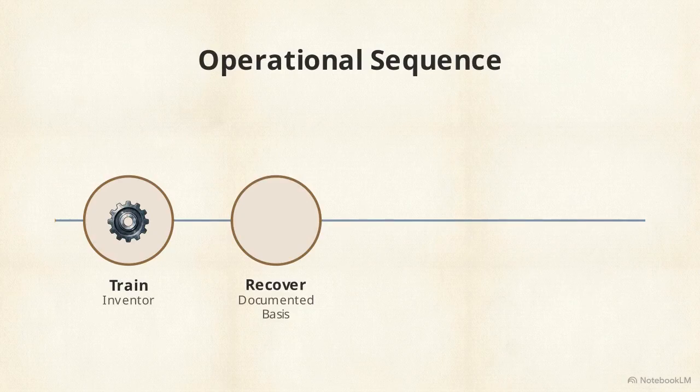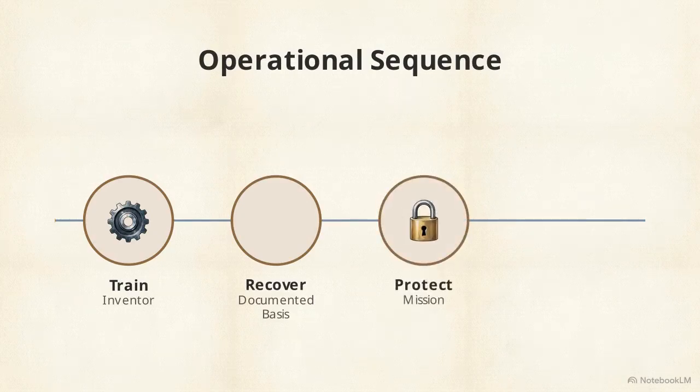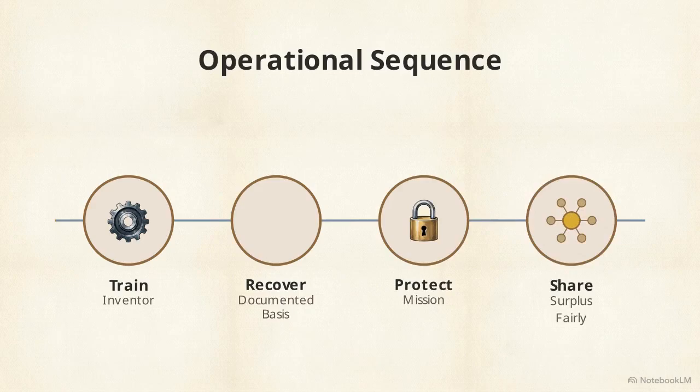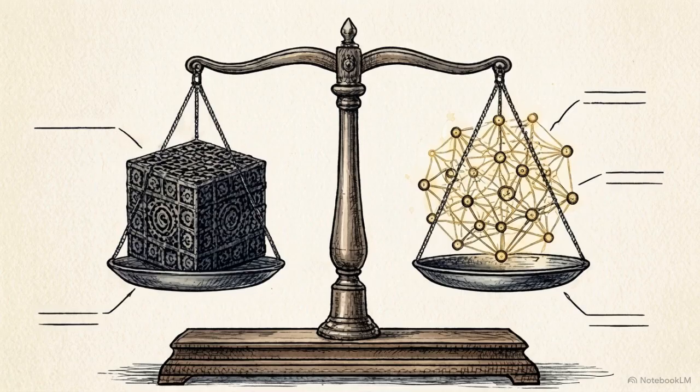The operational sequence of the Open Innovation Engine reduces to 4 steps. First, train the inventor. Second, recover the documented basis. Third, protect the mission from capture. Fourth, share the surplus fairly. By rewriting the incentive structures of collaboration, distributed independent inventors can aggregate resources, secure their intellectual property, and successfully challenge corporate monopolies on equal footing.